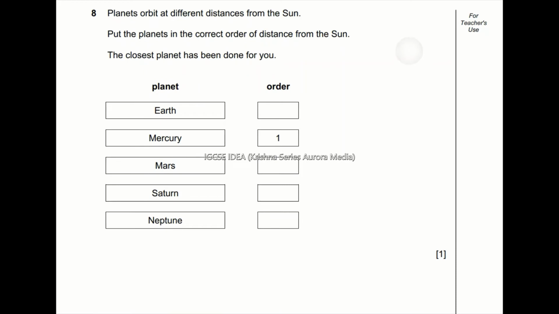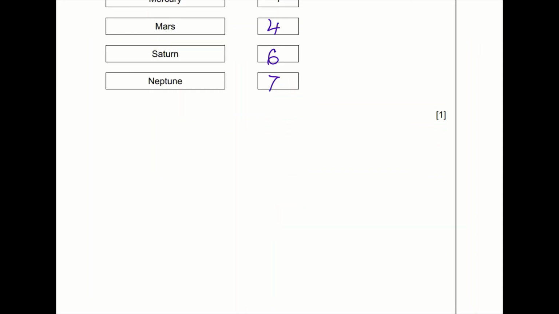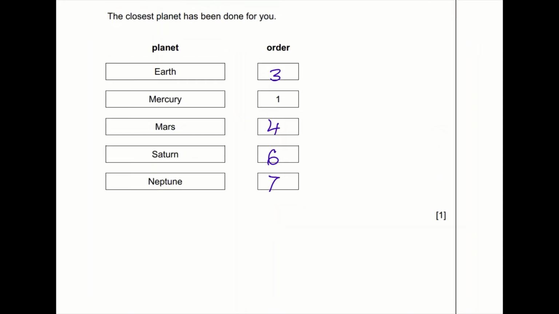Question 8. Planets orbit at different distances from the Sun. Put the planets in the correct order of distance from the Sun. The closest one has been done for you. Mercury 1. Okay. Next is Venus 2. Venus not here. Earth is 3. Mars is 4. Saturn is 6. And Neptune is 7. Oh wait, no, Neptune is 8.